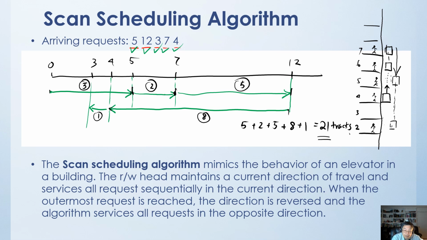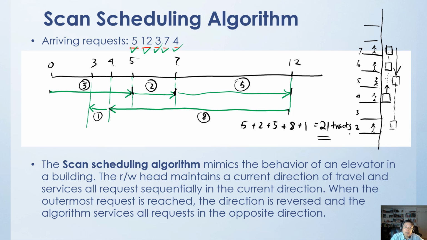SSTF is shorter, right? So the performance of the scan scheduling algorithm lies between the performance of FIFO and the SSTF algorithm. Okay, but the starvation is eliminated, since each request is guaranteed to be served within one sweep of the read and write head. However, the access time to different tracks is not uniform.